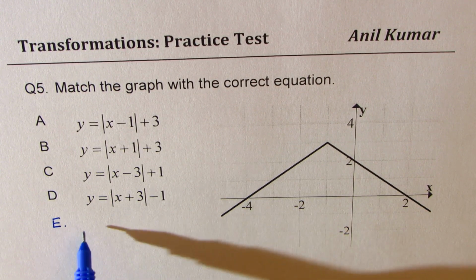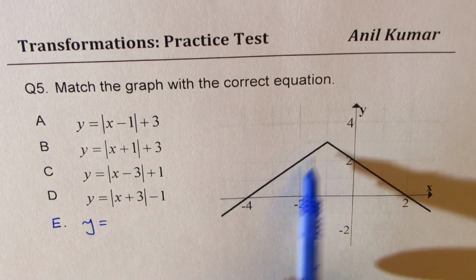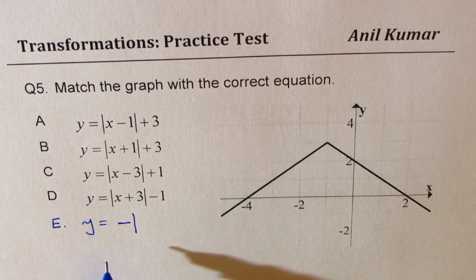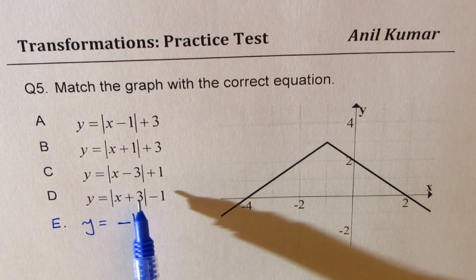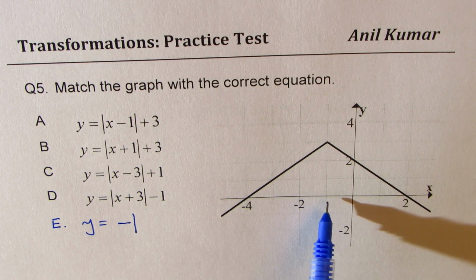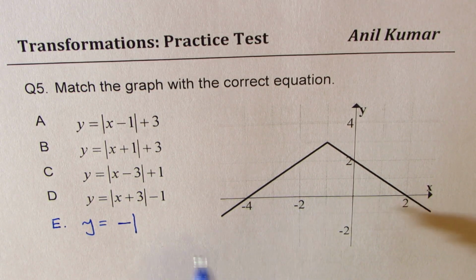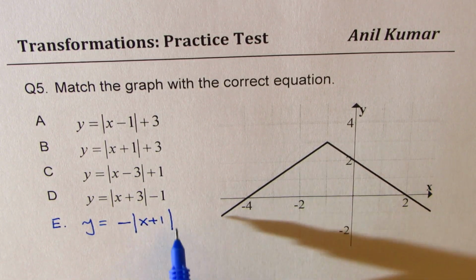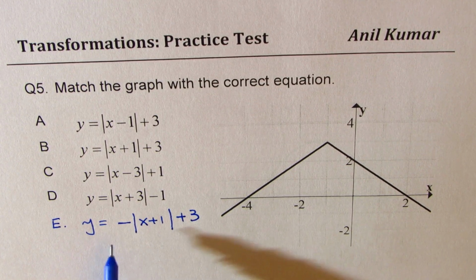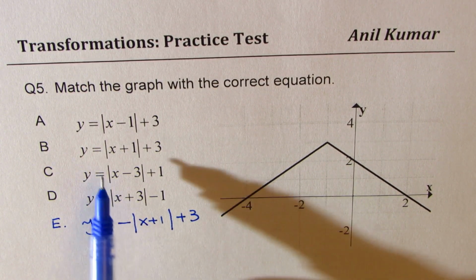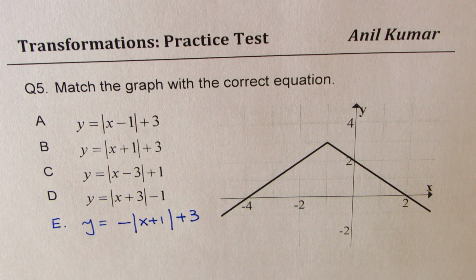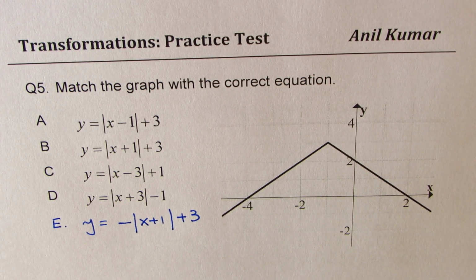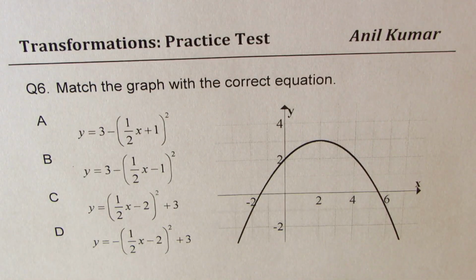I'm sorry for some typing error here. Since it is being reflected, we do have negative absolute value. And since it is translated 1 unit to the left, it should be x plus 1, and moved 3 units up means plus 3. So actually this is the right option. Somehow it has been missed in these. So that is the right answer. Sorry for typing error. Let's move on and take the next question.